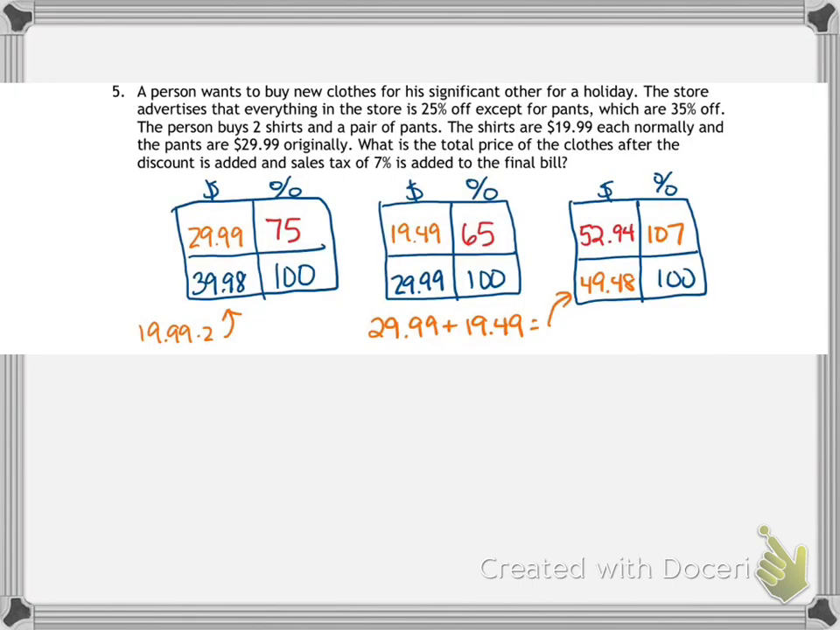Okay, let's look at how I set this up. First, I calculated my shirts, which were here. My pants were in my middle column, and then my final box was my total. I write $39.98 here because I bought 2 shirts, and $19.99 times 2 is $39.98.